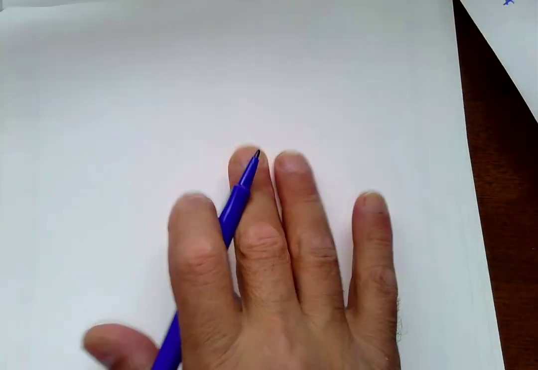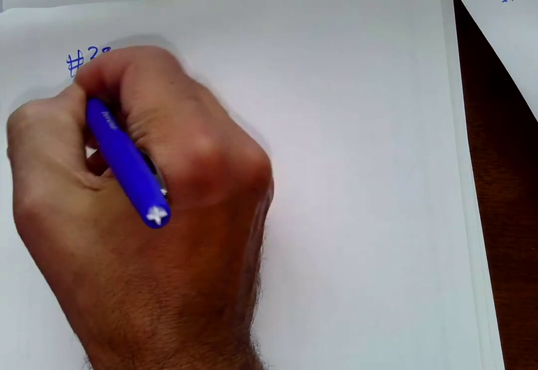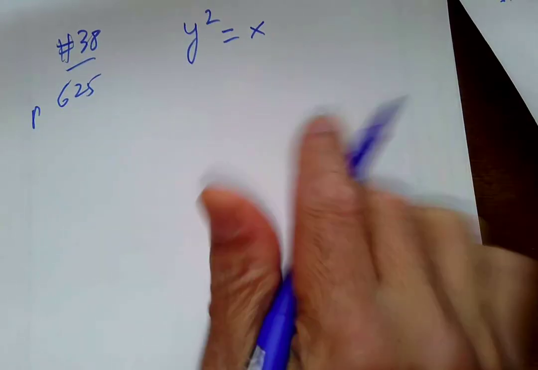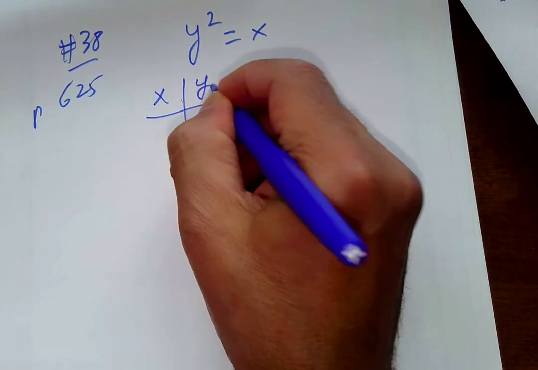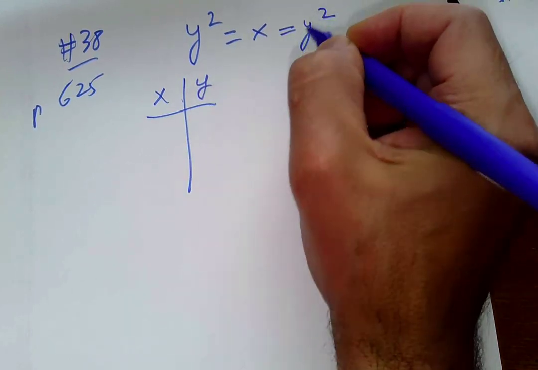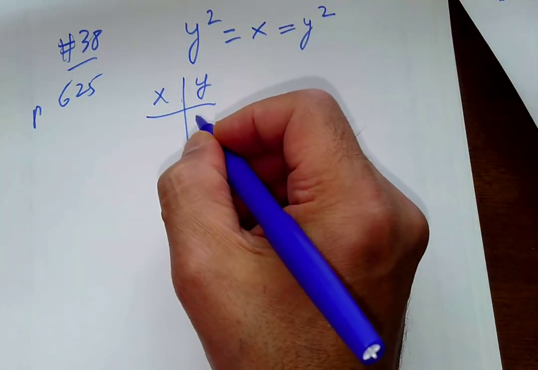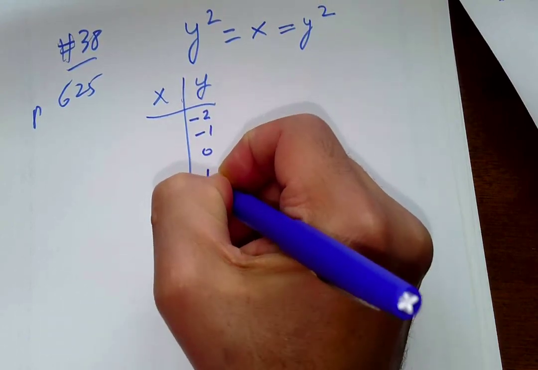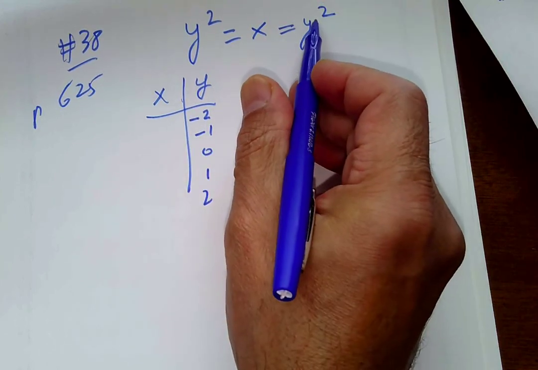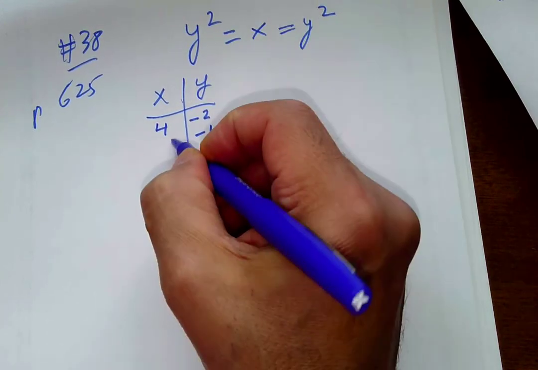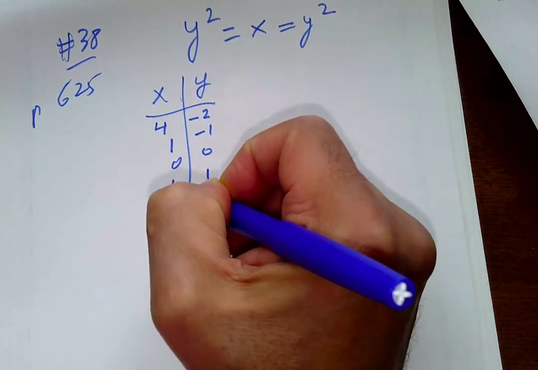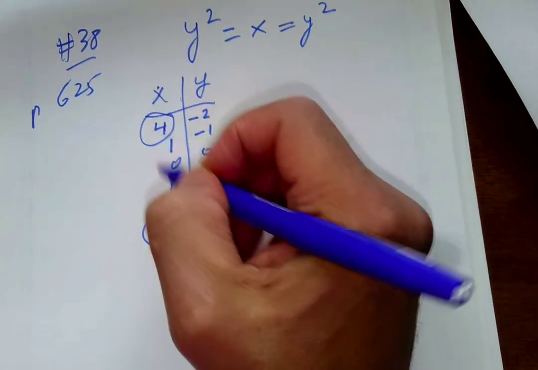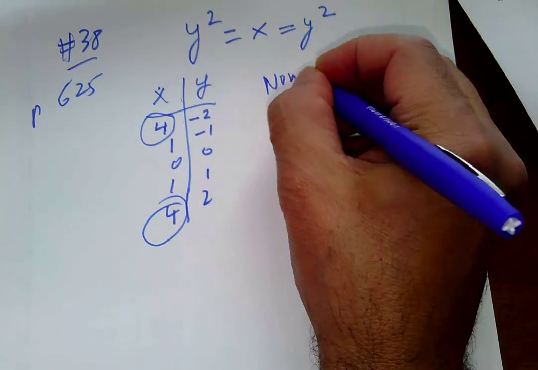If you look at 38, page 625, y squared equals x. If you make a t-chart, because x equals y squared, we're going to pick y values. Usually we pick a couple of negatives, 0, and a couple of positives. So if you do -2, plug it in for y and square it, you get 4. -1 squared is 1, 0, 1, and then 2 squared is 4. You can see the 4 is repeating with 2 different y values. 4 is an x value, so it is a non-function.